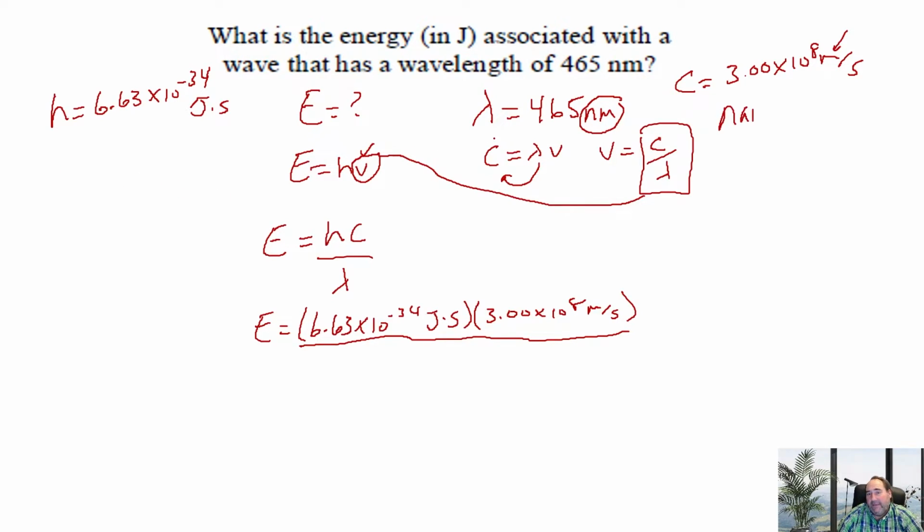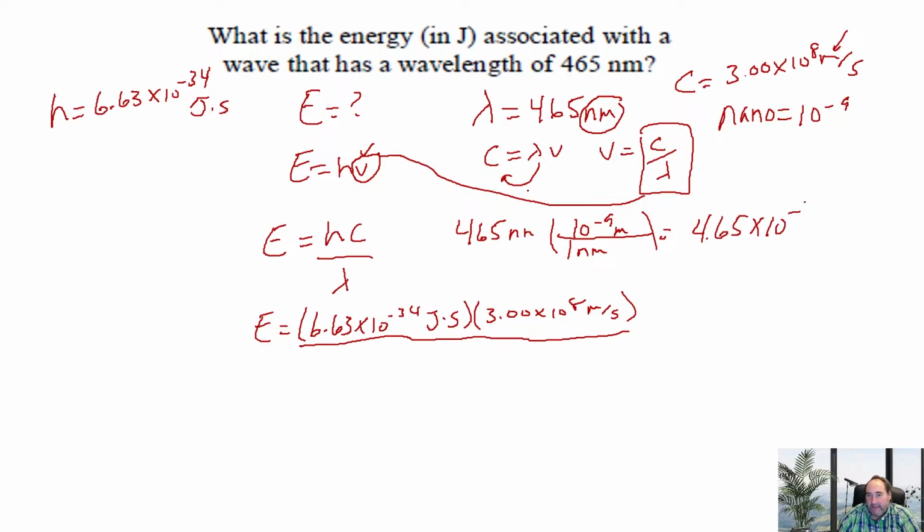Once again, nano is 10 to the minus 9. So doing that conversion there, 465 nanometers. And once again, that means that 1 nanometer is 10 to the minus 9 meters. So grabbing my calculator here, 465 times 10 to the minus 9 is going to give us 4.65 times 10 to the minus 7 meters. And that is the units that we need for this to work correctly. Meters on top and bottom will cancel. Seconds on the bottom and top will cancel. That's going to leave us only joules left over.